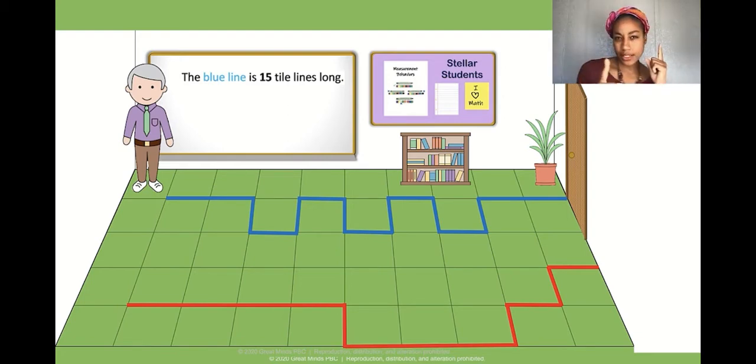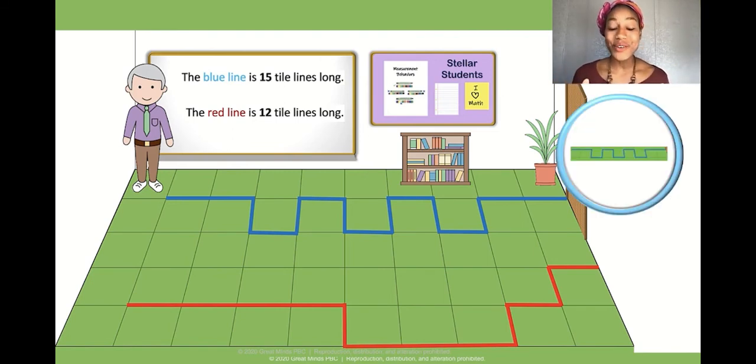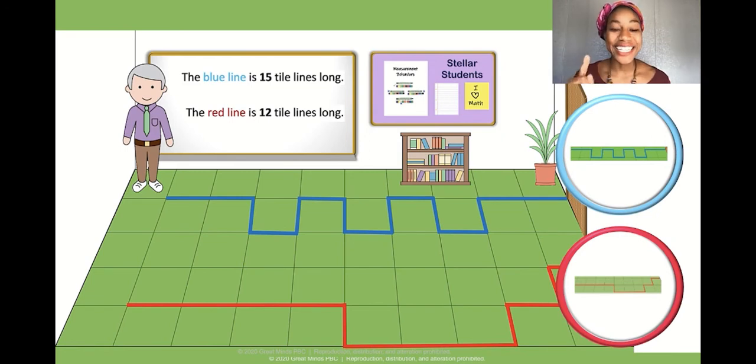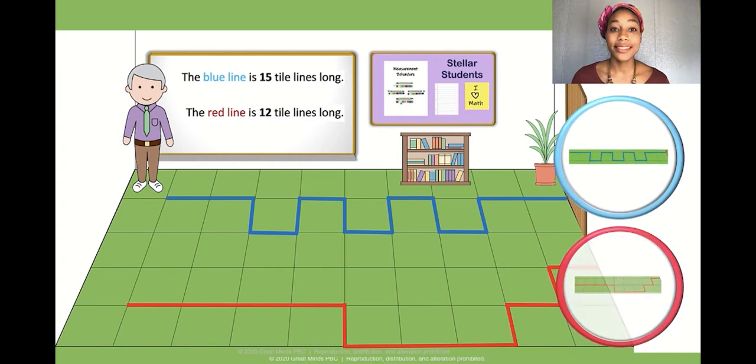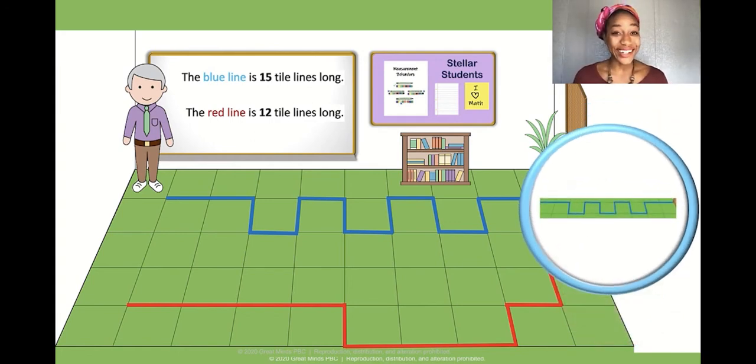Welcome back, my master counter. Did you count the red line to see how many tile lines long it would be? Yeah, and what'd you get? I found out that the red line is 12 tile lines long too. So mathematicians, which is longer? The blue line or the red line? Click the button on your screen now that you think is true. Which is longer, the blue line or the red line? Yes, the blue line is longer.